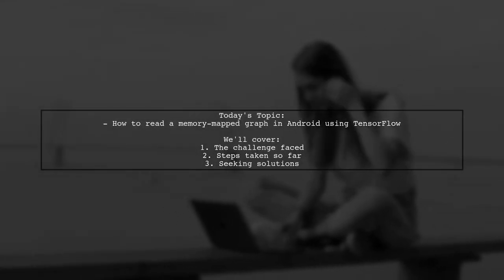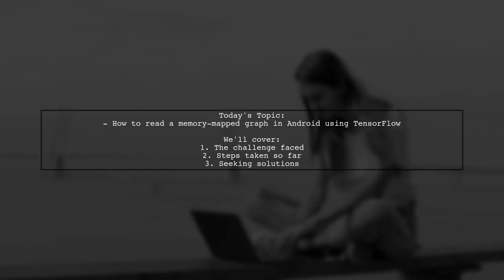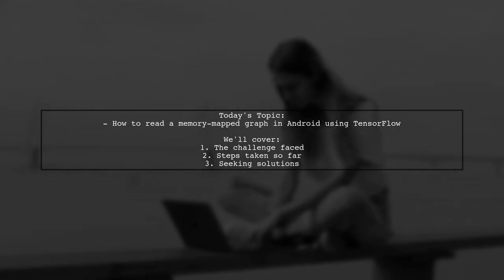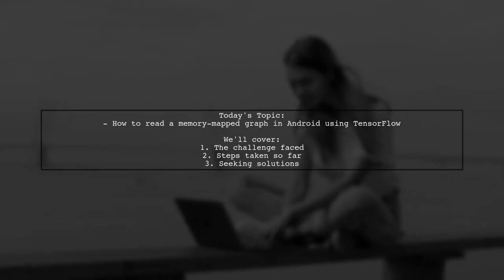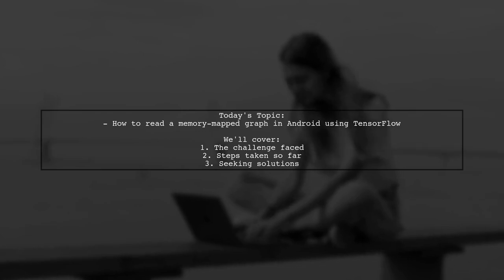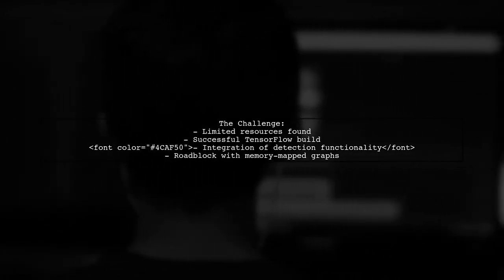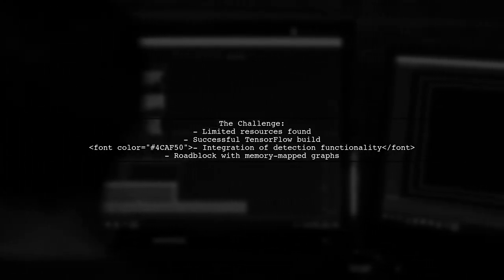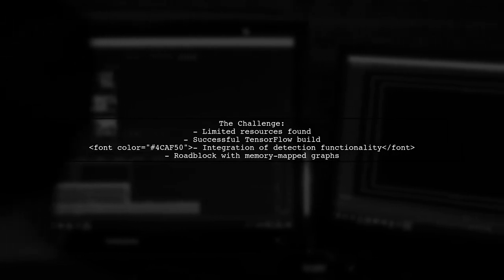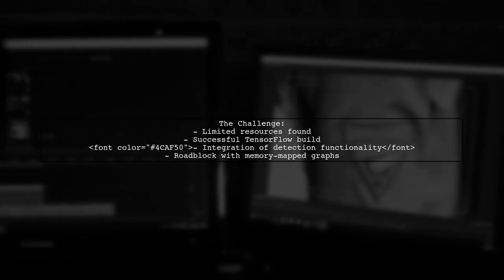Today we're tackling a question that many Android developers encounter when working with TensorFlow. Our viewer is curious about how to read a memory mapped graph in Android using TensorFlow. After 2 days of searching, our viewer found limited resources, mainly a Stack Overflow post. They've successfully built TensorFlow for Android and integrated detection functionality, but they're hitting a roadblock with memory mapped graphs.